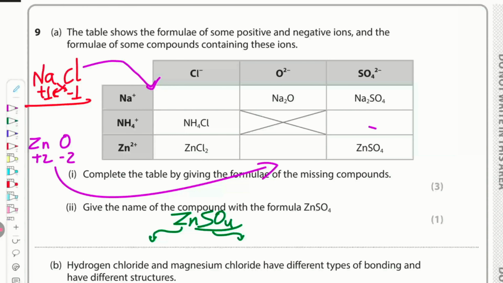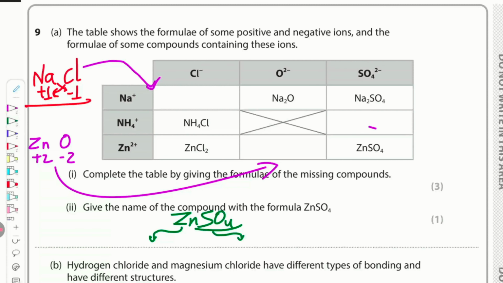Now, my friends, before we take this revision, let's read the question. Question number 9 here is: the table shows the formula of some positive and negative ions and the formula of some compounds containing these ions. Now the question is: complete the table by giving the formulae of the missing compounds.